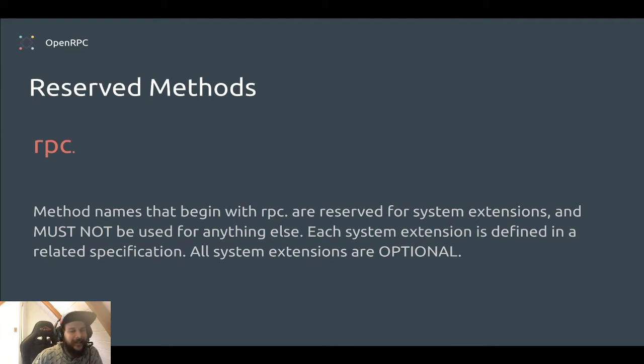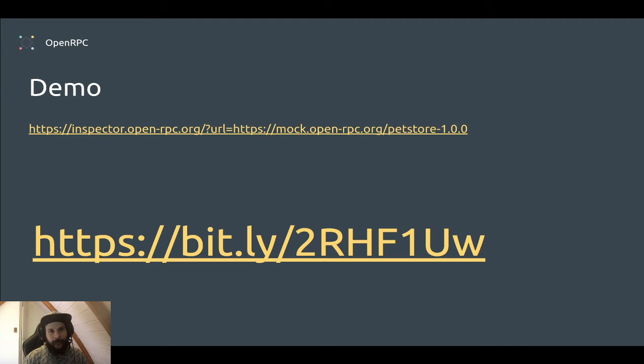And the last thing I want to talk about here is the reserved methods, which means the method names can't begin with rpc dot. Those are reserved for system extensions. And the system extensions are all optional. One of those system extensions we'll talk about today is rpc.discover, that gives you nice discovery and things for OpenRPC. So let's check out a demo.